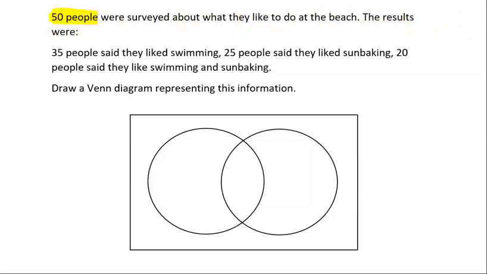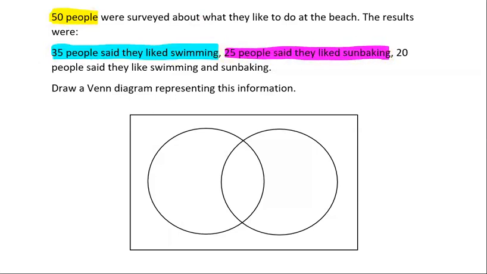Altogether, they asked 50 people. 35 people said they like swimming. That's important. 35 people like swimming. 25 people said they like sunbaking. And 20 people said they like swimming and sunbaking. So 20 people liked both. We need to draw a Venn diagram to represent this information.